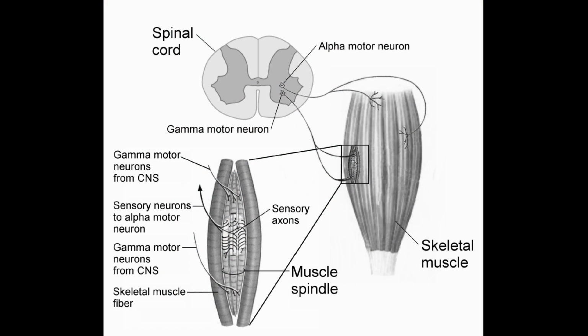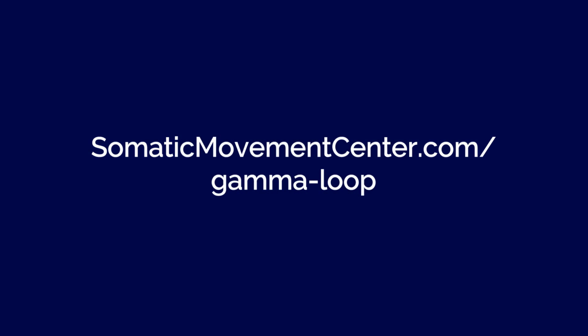So here's a diagram of the gamma loop. Don't worry, you don't have to memorize it or even understand the details of it. I'm just going to explain the basics of how it works so that you understand how to start reducing your muscle tension. If you want to learn how the gamma loop works in more detail, you can read my article on the gamma loop here.